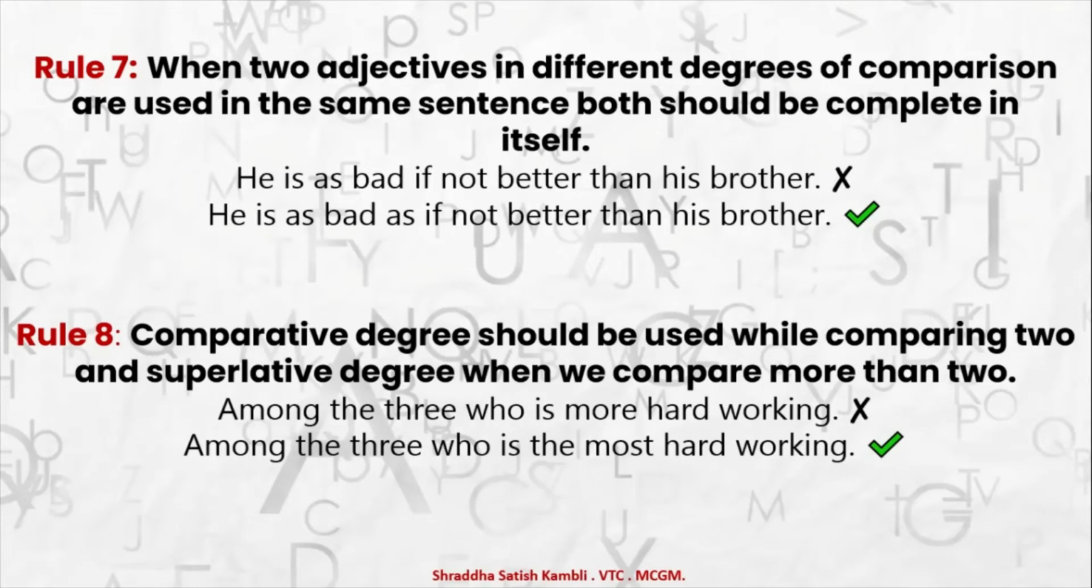This we discussed right at the beginning. When you're comparing two things, you make use of the comparative degree. When you're comparing more than two things, then you make use of the superlative degree. So see, "Among the three, who is more hardworking" is wrong. There are three people now. So what will you say? Amongst the three, who is the most hardworking? So instead of more, you will say most here. Alright, so these are the 8 rules as far as degrees of comparison is concerned.